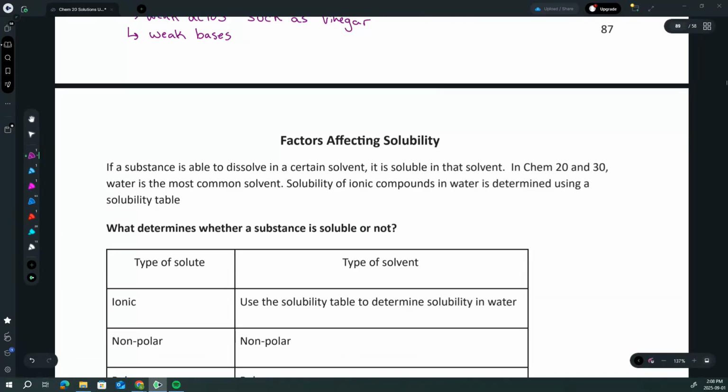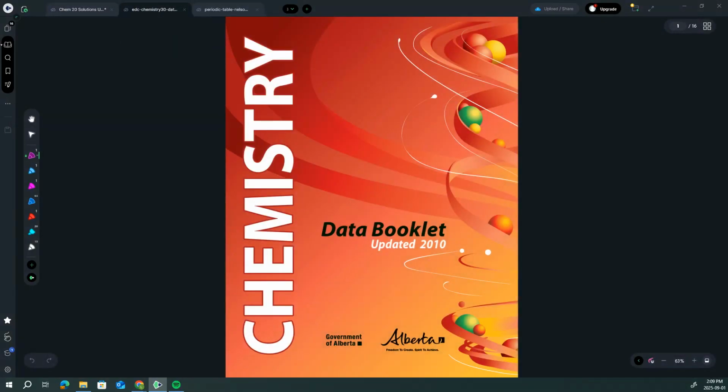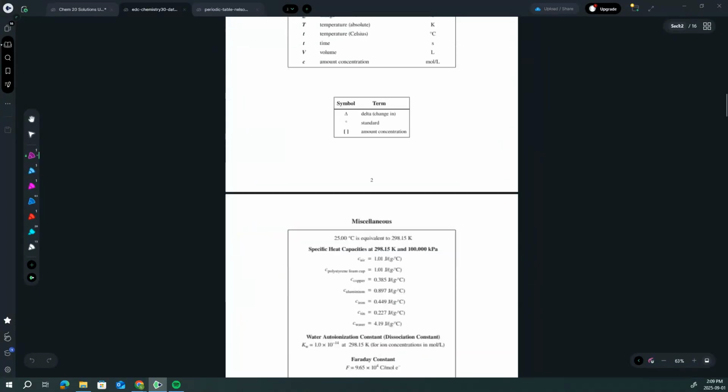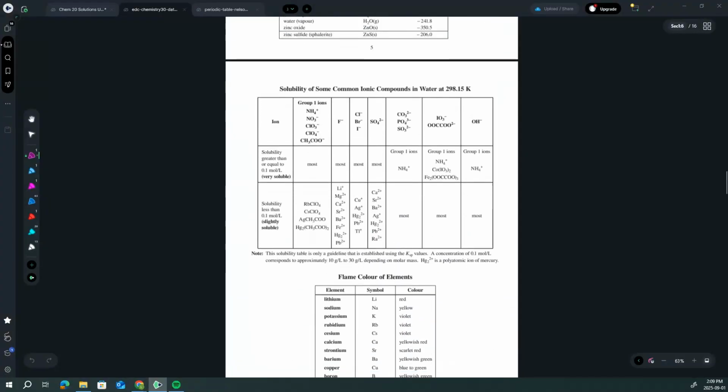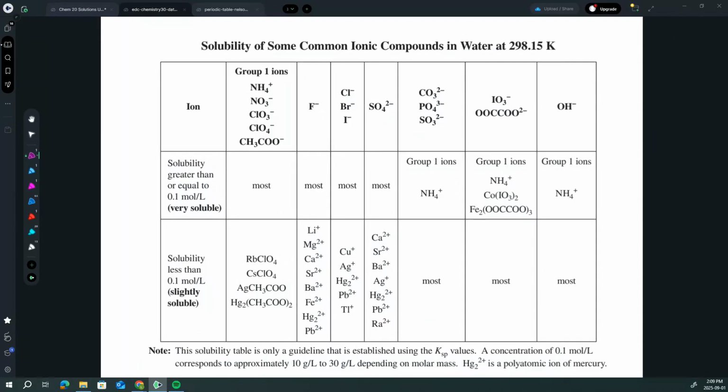So the solubility table that they are talking about can be found either in your Chem 30 data booklet or the second page of your Nelson chemistry data sheet. So I'll show you what that looks like on both. For the Chem 30 data booklet, if we open that up and keep scrolling down, oh, there it is. This is on page 6 of your Chem 30 data booklet, and it's right near the top. So it's this table in the top half.